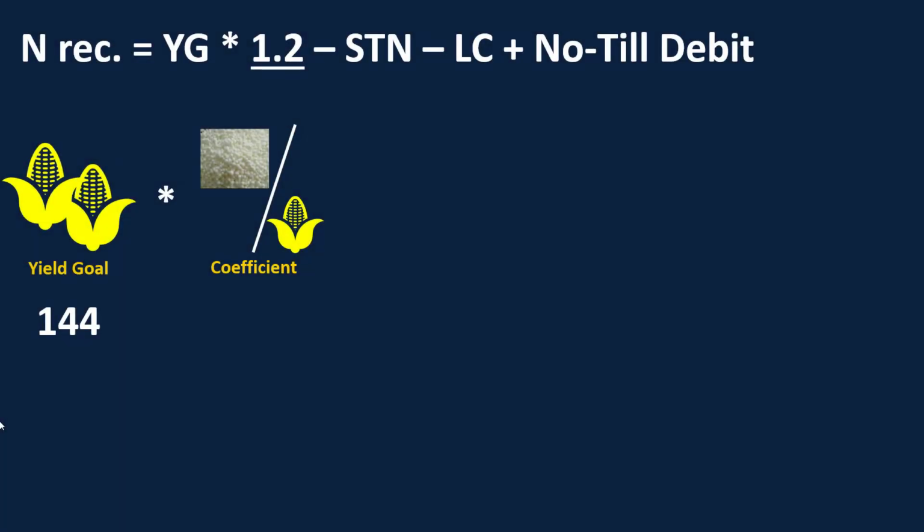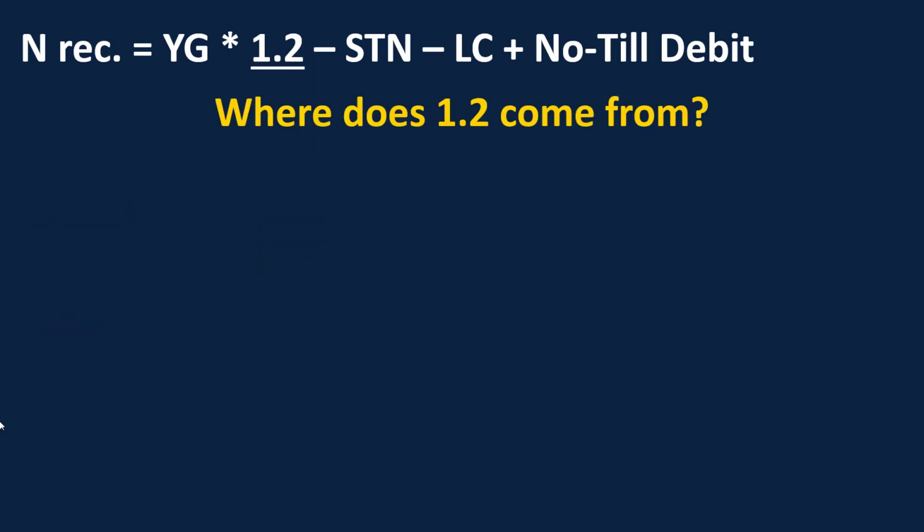So to this point in our yield goal recommendation system, we've talked about our yield goal, how we set that. You can see a previous video for that. And now step number 2 is going to be looking at that coefficient, that 1.2. So the first question is, where does that 1.2 come from?